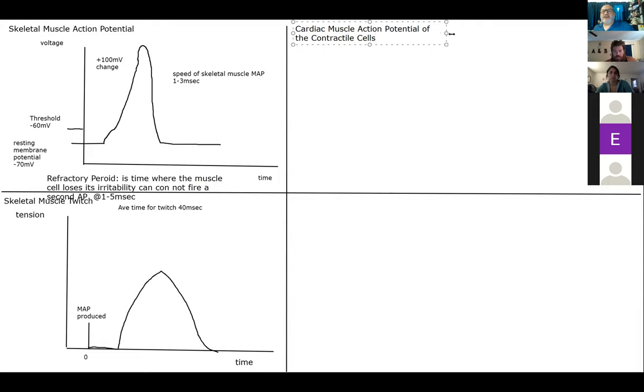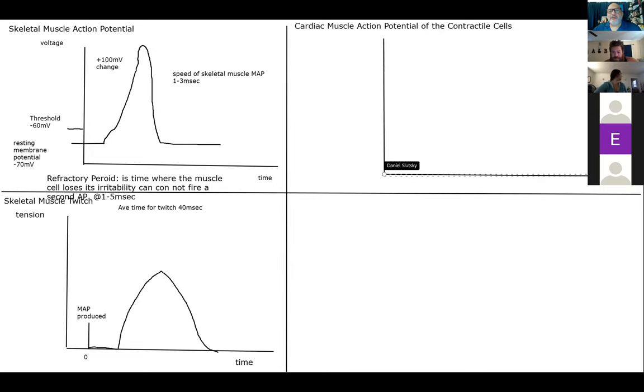Now, for our cardiac muscle, we have contractile cells, and guess what the contractile cells of our cardiac muscle do? Out on a limb here, I'm going to say it contracts. There you go. Exactly. Excellent. Some of the answers do actually get to be easy on occasion. Again, we are going to look at time and voltage. And again, our cardiac muscle contractile cells have a resting membrane potential, and they have a threshold, just like we see in our skeletal muscle.